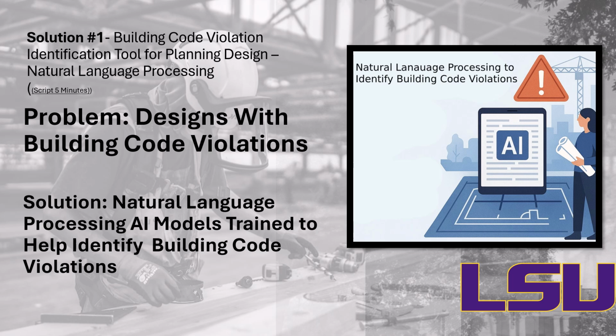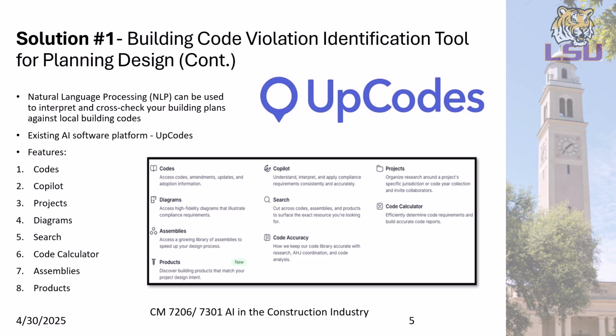The AI solution we identified for this problem is a natural language processing model that has been trained to identify building code violations in design. Natural language processing can be used to interpret and cross-check your building plans against local building codes. We were able to find an existing software platform that can be used to do this. The software is called UpCodes, and UpCodes has the following features.